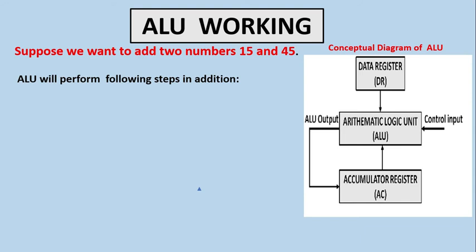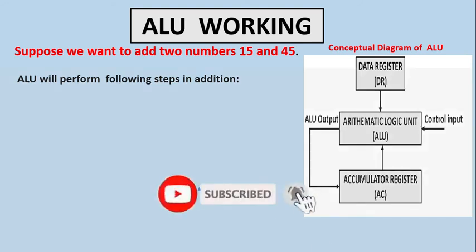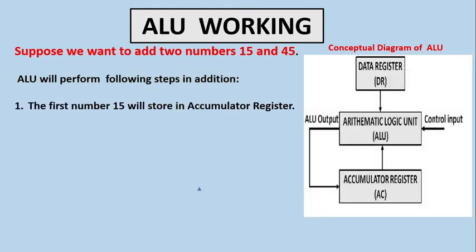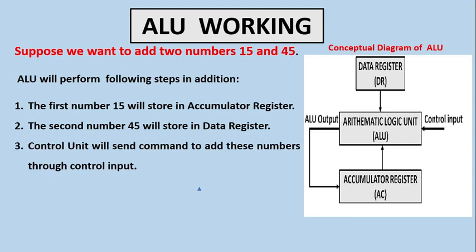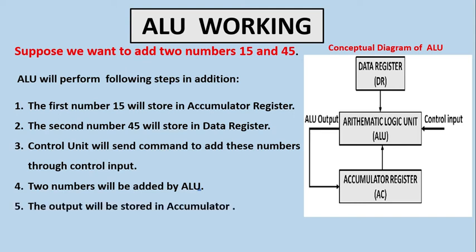ALU working. Suppose we want to add two numbers, 15 and 45. ALU will perform the following steps in addition. The first number 15 will be stored in the accumulator register. The second number 45 will be stored in the data register. Control unit will send a command to add these numbers through the control input. The two numbers will be added by the arithmetic logic unit. The output will be stored in the accumulator register. Finally, the result 60 will be sent to main memory.